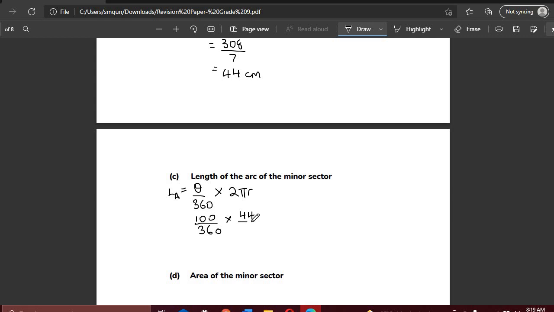Okay, so one way we can multiply these is to write 44 over 1 and multiply the numerators and the denominators. So 100 times 44 would give us 4,400, and 360 times 1 would just be the same number. Then we divide.